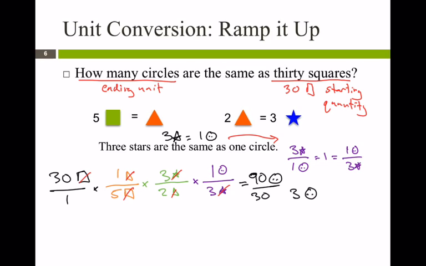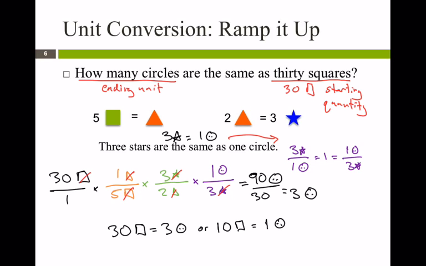circles. So if we were to write another equality, we could say that 30 squares equals 3 circles. Or if we wanted to be even simpler about this, we could say that 10 squares equals 1 circle. Might be the simplest of our conversion factors.